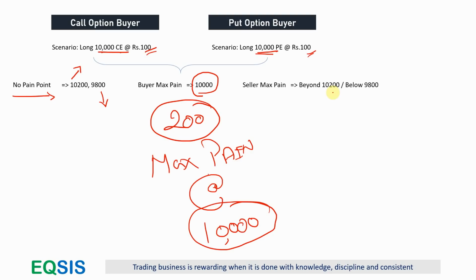But remember, the seller also has a max pain, but his is not a capped max pain, it is unlimited pain. Sellers can feel unlimited pain if the market makes a volatile move. That is why the seller loves non-volatile days and the buyer wants volatile behavior. That's simple math that anyone can understand.